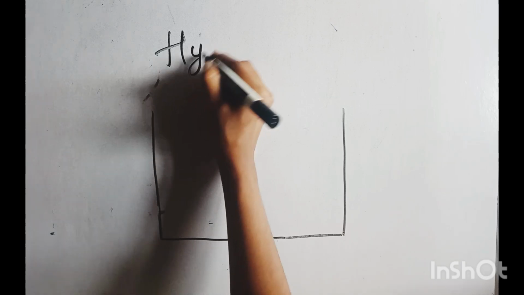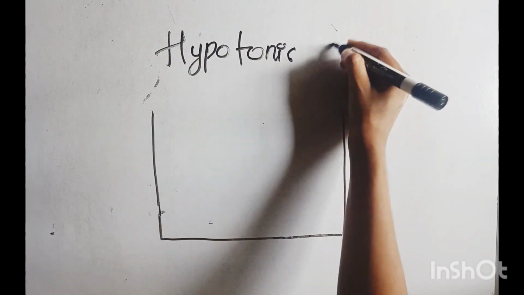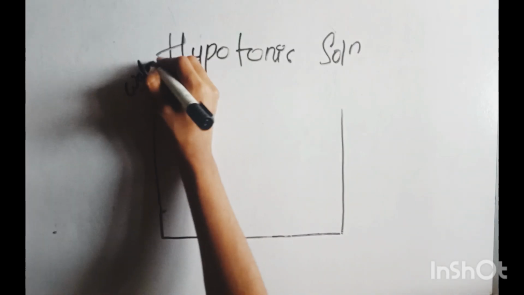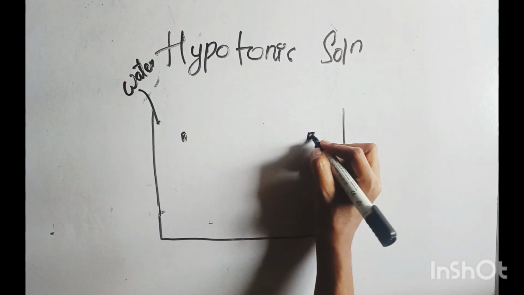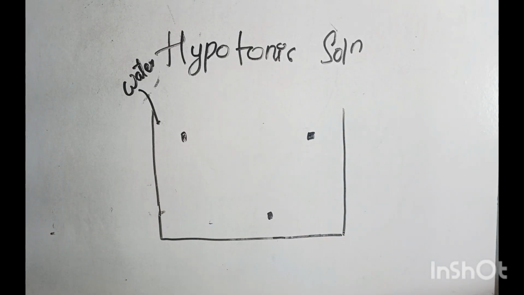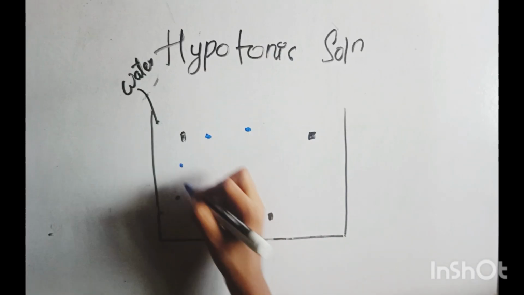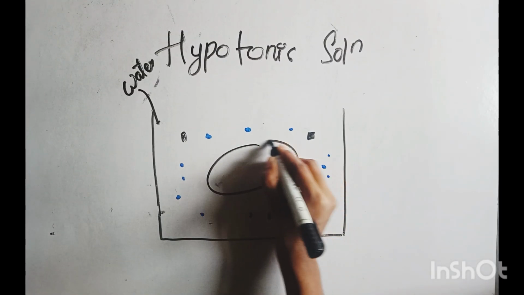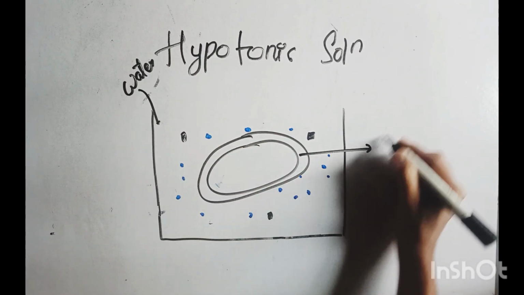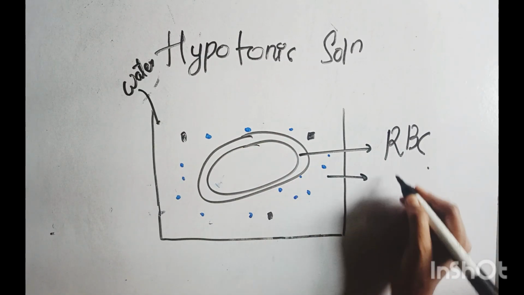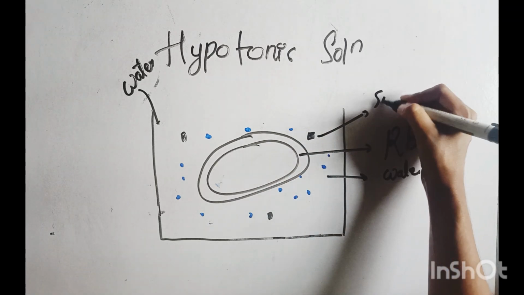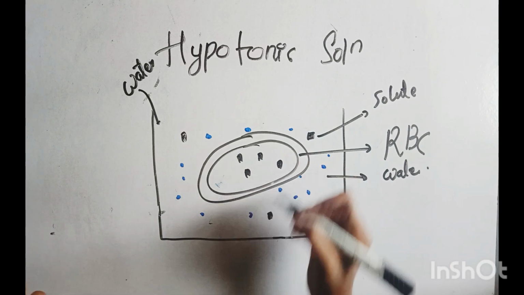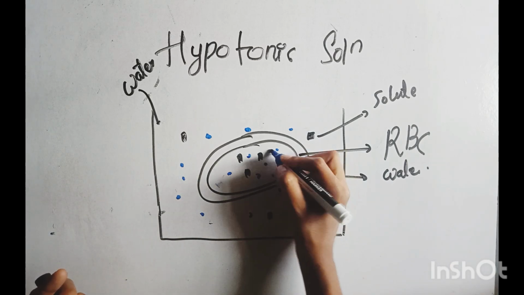And the next is the hypotonic solution. In the hypotonic solution we add water. So the concentration of solute is very low and the concentration of water is very high. That's why it is called a hypotonic solution. When we put the red blood cell in the hypotonic solution, this is the water and this is the solute. Inside the cell, in the cytosol, the concentration of solute is very high and the concentration of water is low.